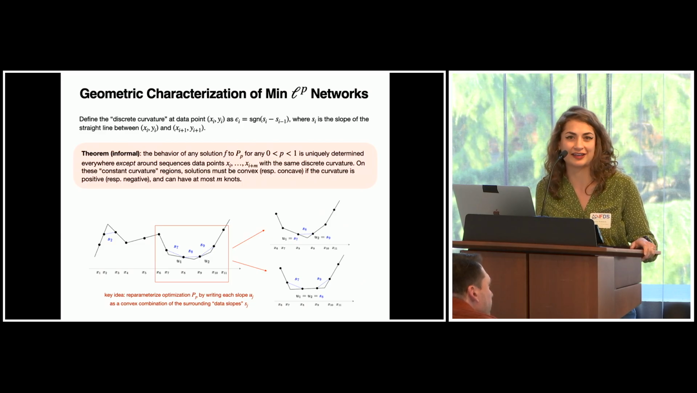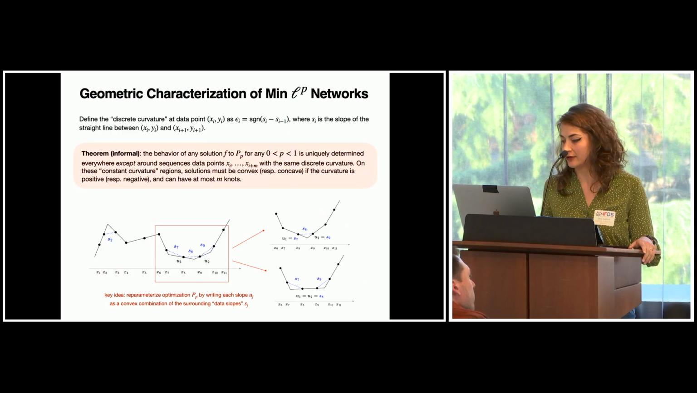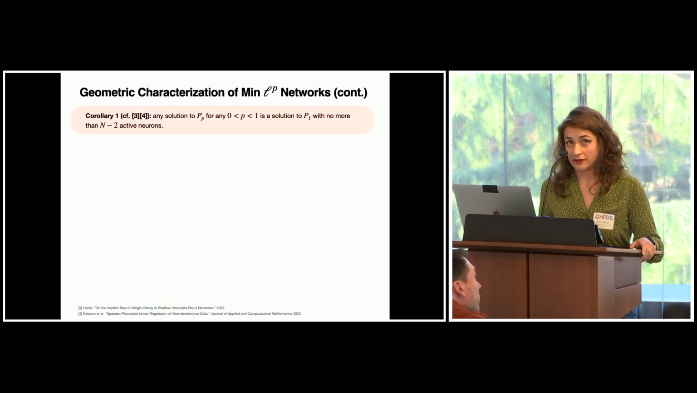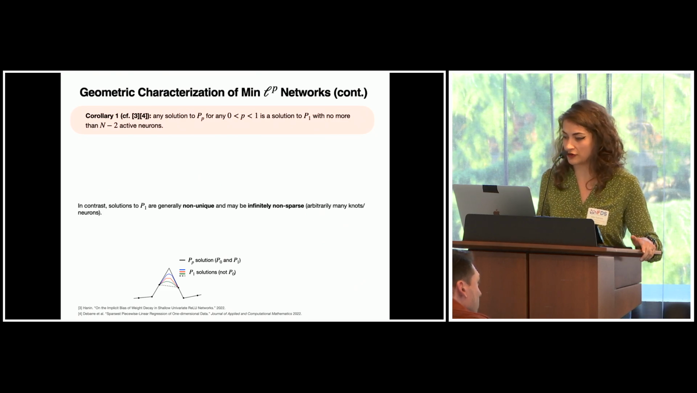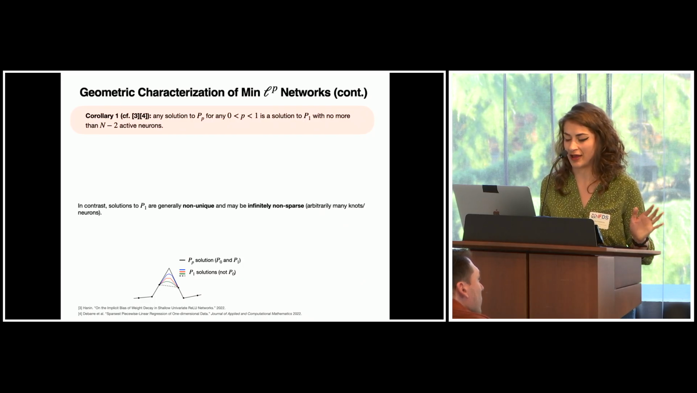And once you do that, then you're back in the land of convex analysis, and you can use existing theorems about minimizers of concave functions over convex sets to give you the sparse recovery result that we stated before. And from that characterization, you also get a few other things. In particular, it tells you that every solution to the LP minimization problem for any p between 0 and 1 is a solution for p equals 1.